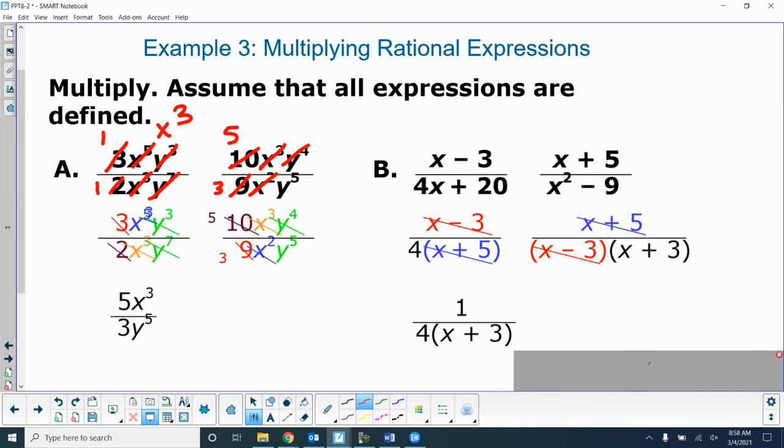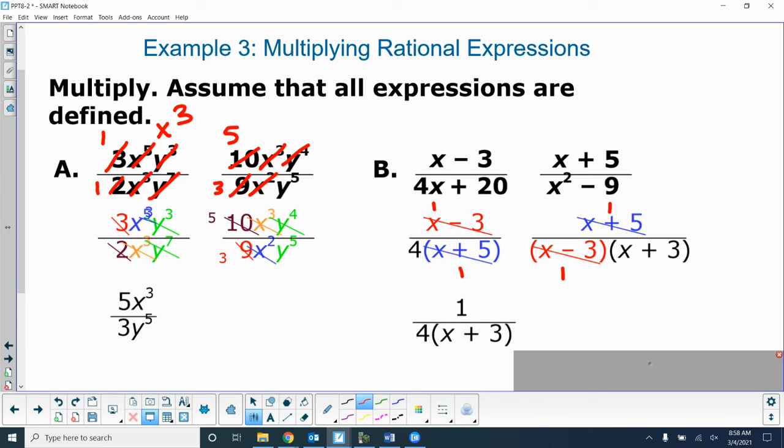And then the x minus 3's will cancel. The x plus 5's cancel. If there's nothing left up top, it's not 0, it's what? 1. When you divide, something divided by itself is a 1, right? We just usually don't write those 1s in there. Okay? Does that one make sense?